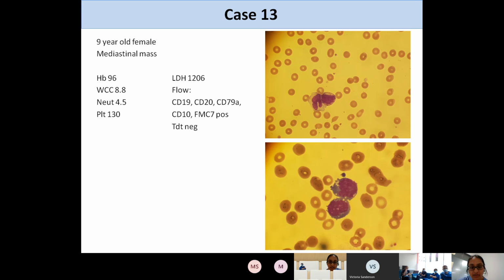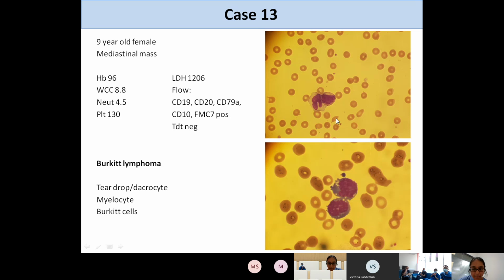She had a high LDH, and her flow was positive for B cell markers, which are CD19, CD20, CD79a, CD10, and FMC7, but she was negative for TdT. So an ALL, an acute lymphoblastic leukemia, is usually TdT positive because it's a marker of immaturity. What this girl had is Burkitt's lymphoma, and these cells are very typical of Burkitt's. It almost can't be anything else.